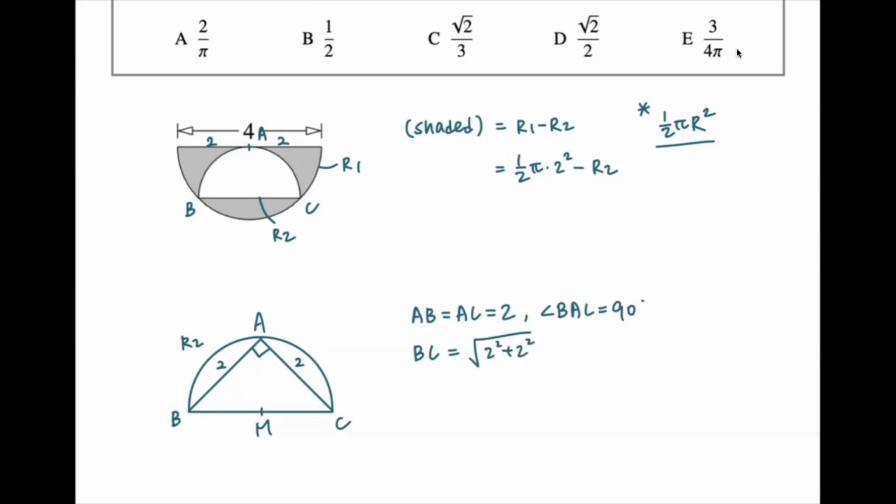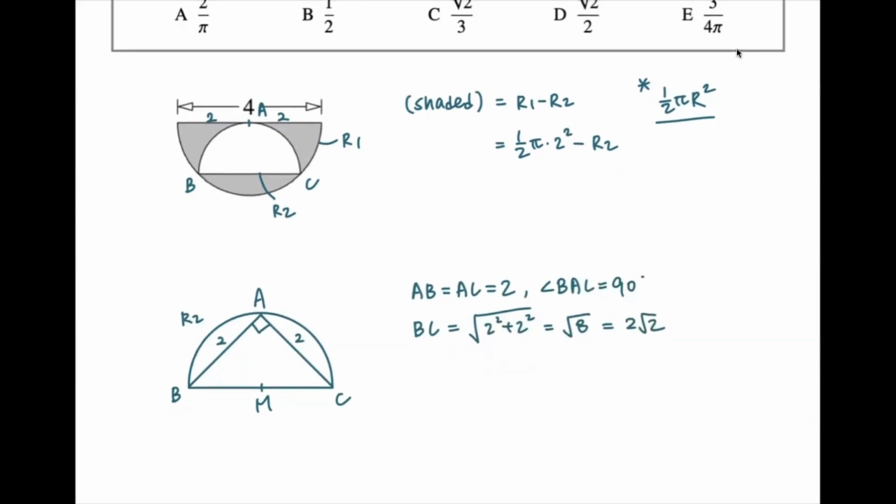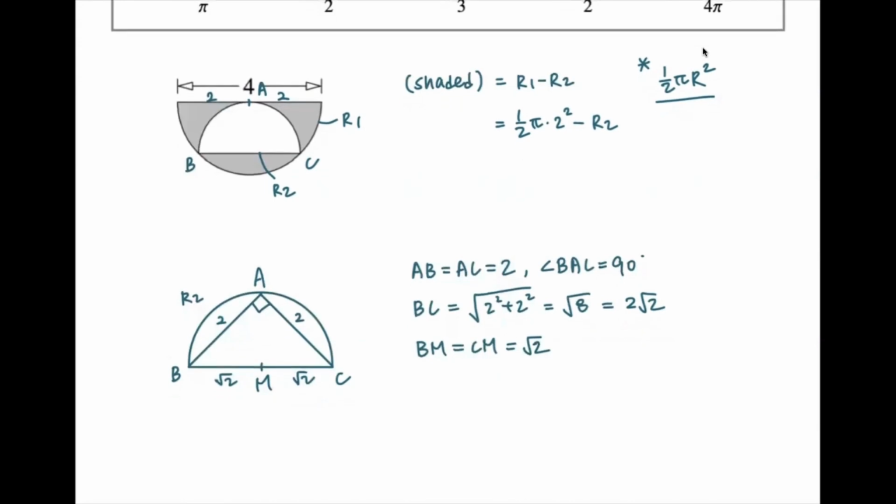2 squared plus 2 squared, we get 8, so BC is 2 root 2. And therefore, we know that BM and CM will be half of it, which is root 2. Now we know the radius of R2, and therefore we can get the area of R2. To get the area, we say half pi times the radius squared, which is root 2 squared. And therefore we get half pi times 2, which is pi.